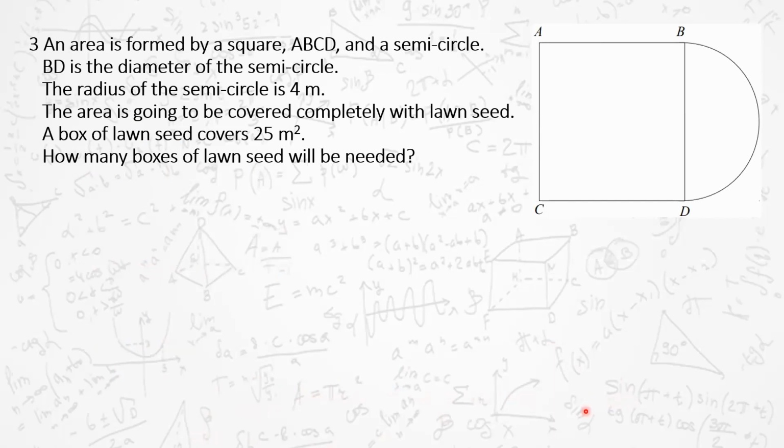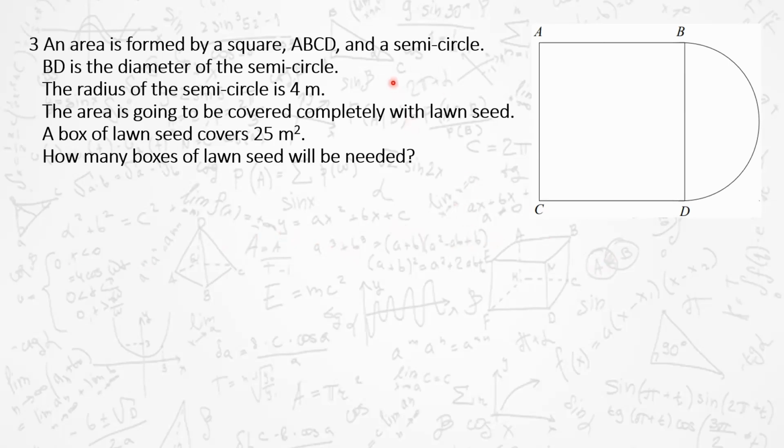Question 3. An area is formed by a square, ABCD, and a semicircle on the right hand side. BD is the diameter of the semicircle. The radius of the semicircle is 4 meters. The area is going to be covered completely with lawn seed. A box of lawn seed covers 25 meters squared. How many boxes of lawn seed will be needed?